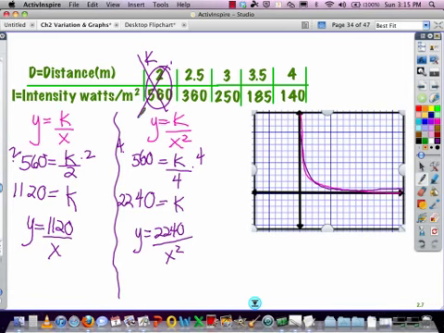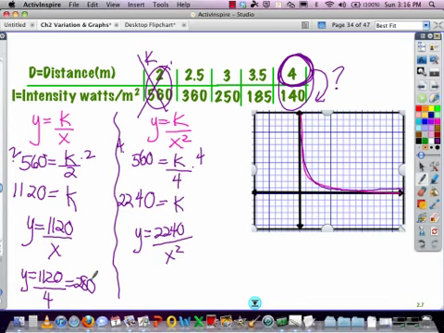So let's just pick another point, and it can be any one of them. I'm just going to go to the opposite end this time and say, okay, let's find out what happens. If you put in only the x value, let's see how close we get to the y value, which is supposed to be the intensity of 140. So on the first one, if we said y equals 1120 divided by x, and x is now 4, you should be able to calculate, and our answer would be y is approximately 280.